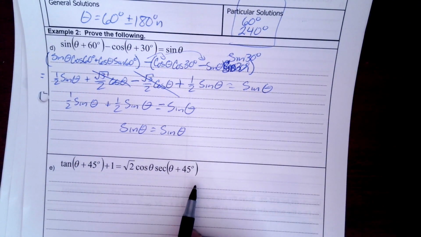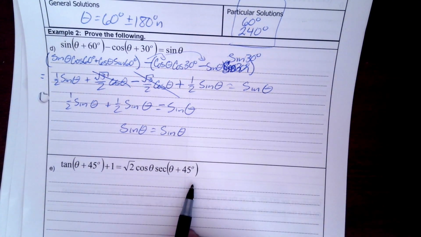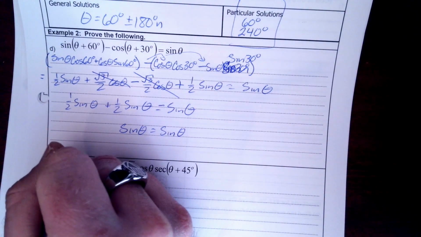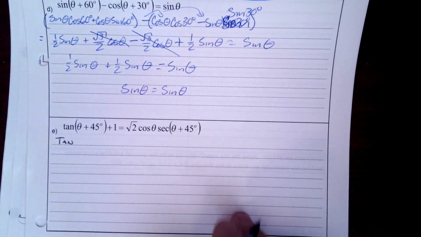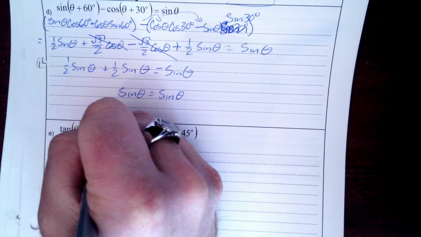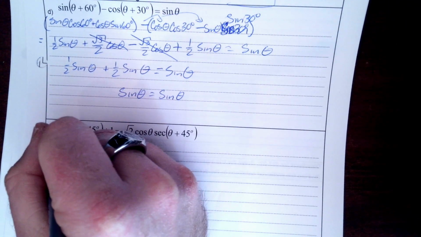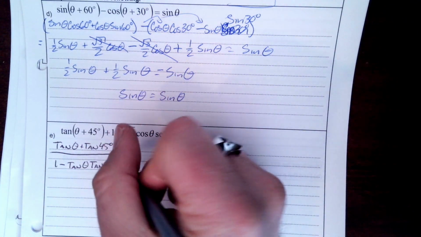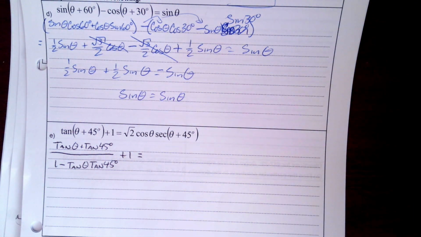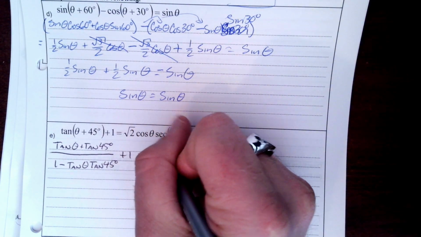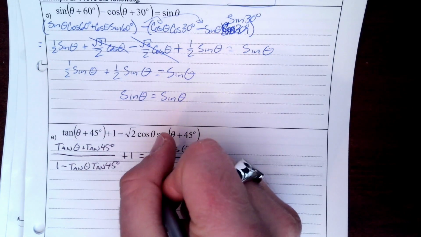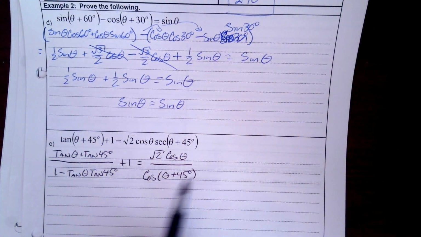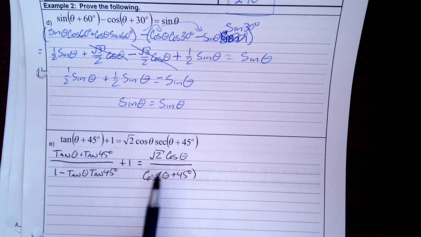So the secant of theta plus 45 is really the same thing as 1 over the cosine of theta plus 45. The tangent of theta plus 45 plus 1 we can make into the tangent of theta plus the tangent of 45 over 1 minus the tangent of theta times the tangent of 45, plus 1. And all of that equals root 2 times the cosine of theta over cosine of theta plus 45, because secant is 1 over cosine. Unfortunately, these cosine functions are not taking the same value entirely, so they cannot cancel out.